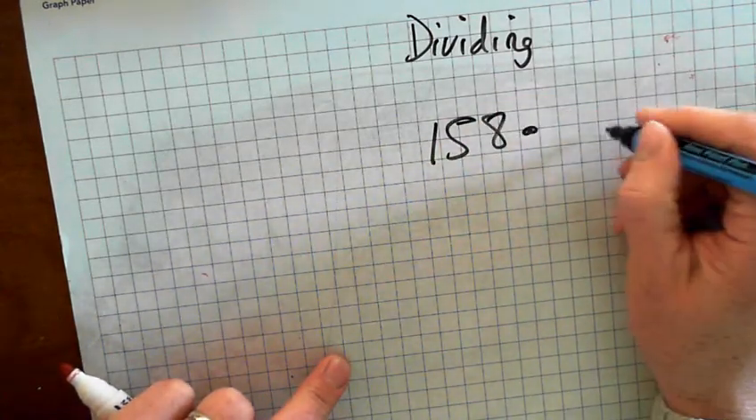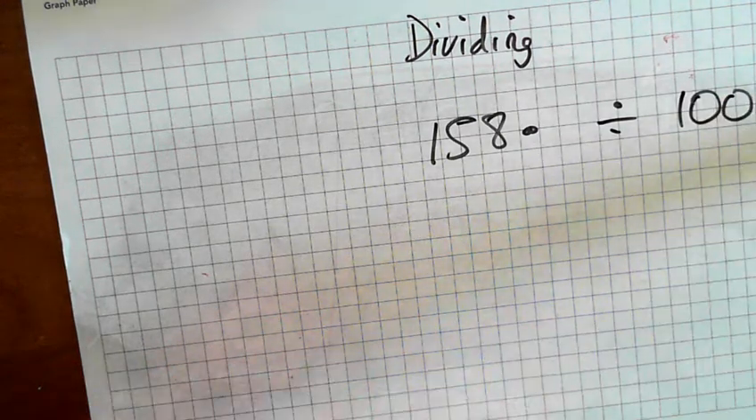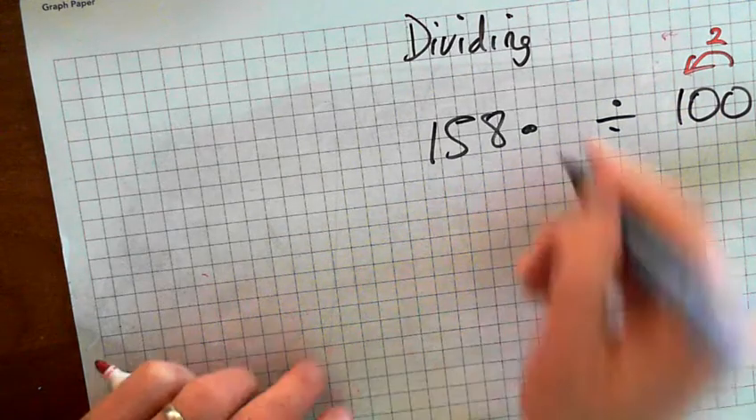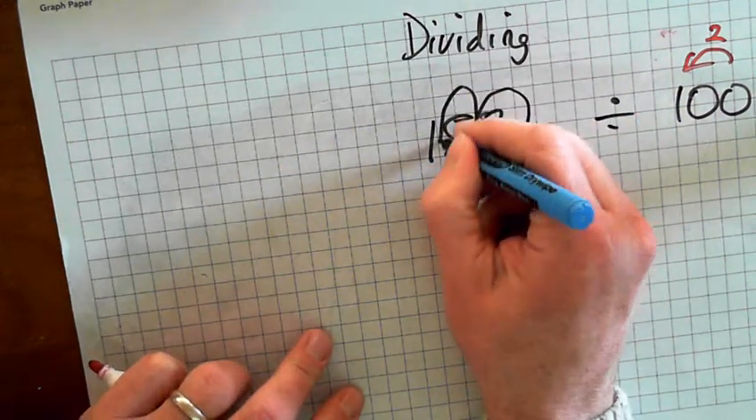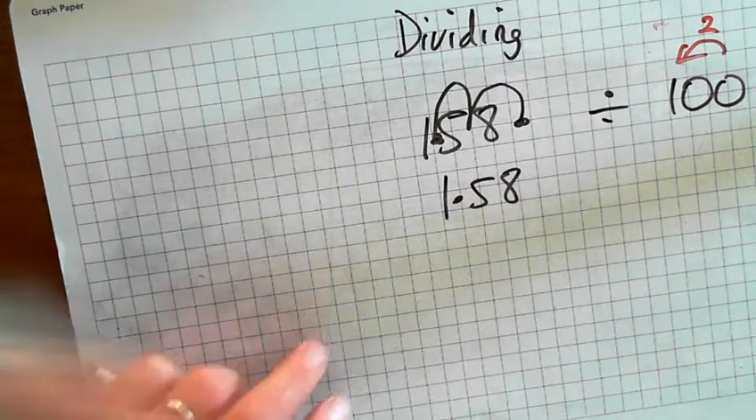Right. So if we go with 158, the decimal point is there, divided by 100. There are 2 zeros, so that means we jump 2 places to the left. 1, 2. The answer is 1.58.